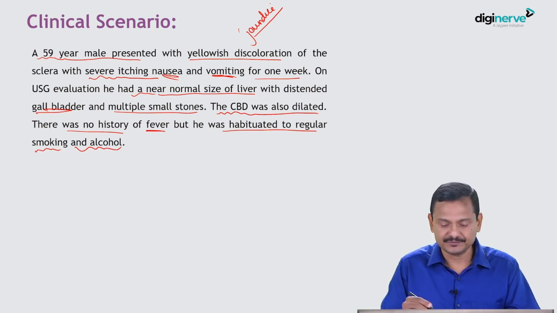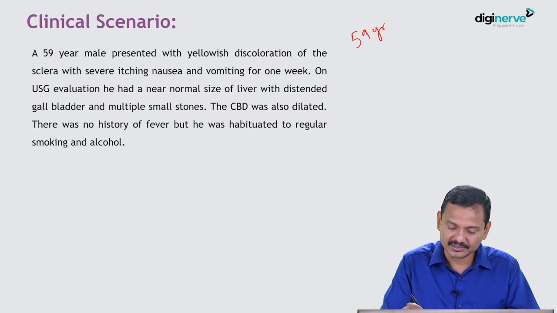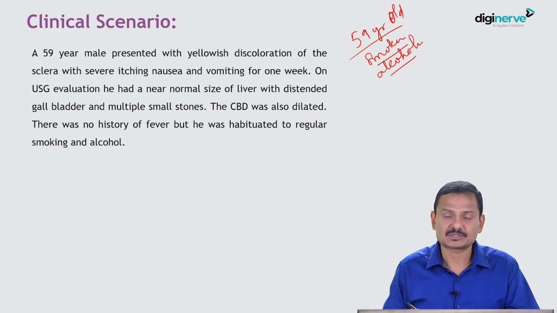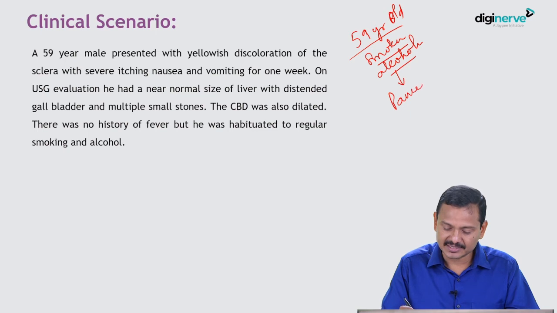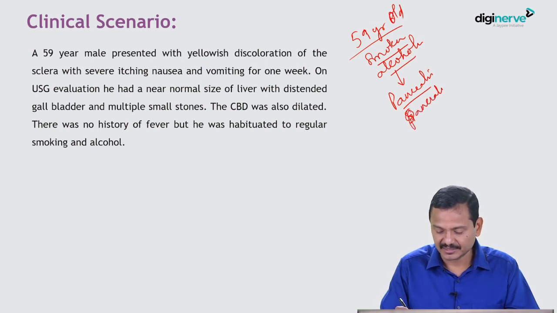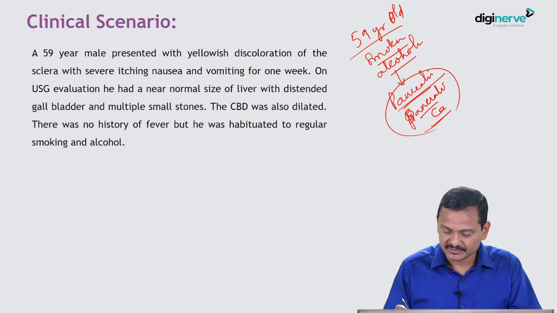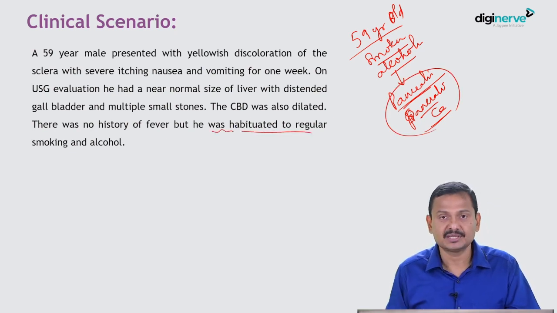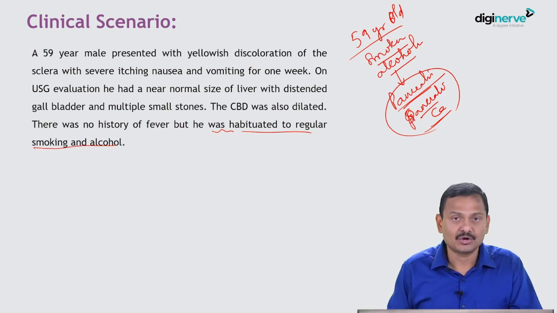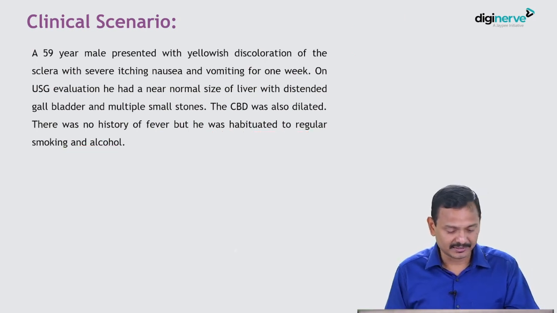So he is a 59-year-old male who is a smoker as well as an alcoholic. So alcoholism and smoking can cause pancreatitis. Alcoholism and smoking can also predispose to other neoplastic conditions like pancreatic carcinoma. So pancreatitis can be there, as well as pancreatic carcinoma can also be there. Okay, so that is the important information that we get from his habitual history of alcohol and smoking.